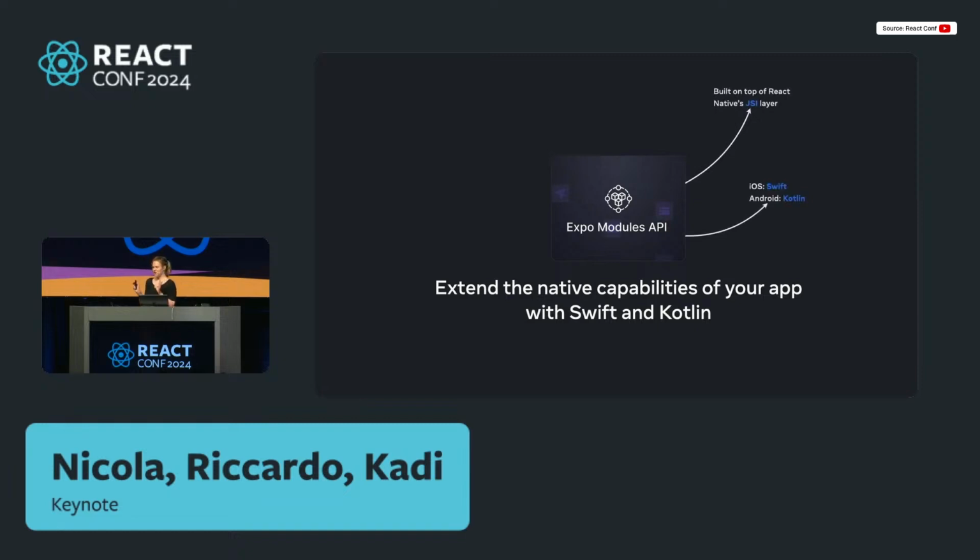Now, I know the idea of writing native code may seem a bit daunting if you primarily write JavaScript, and to be honest, it very much was, back when your only options were Objective-C and Java. But in the Expo Modules API, the native code is actually written in Swift and Kotlin. So it tends to feel surprisingly approachable for TypeScript developers.